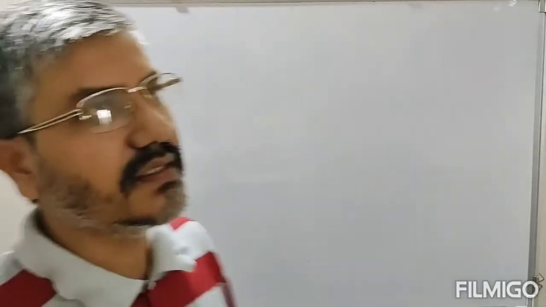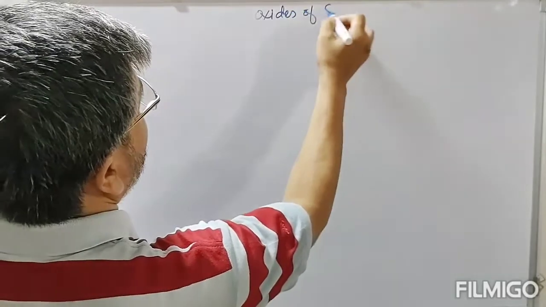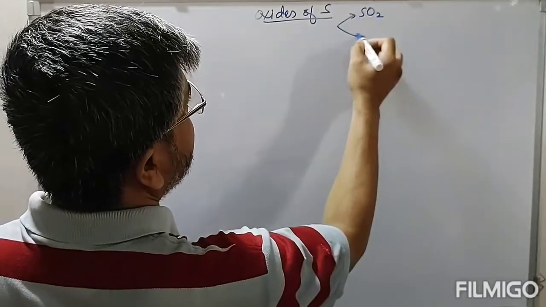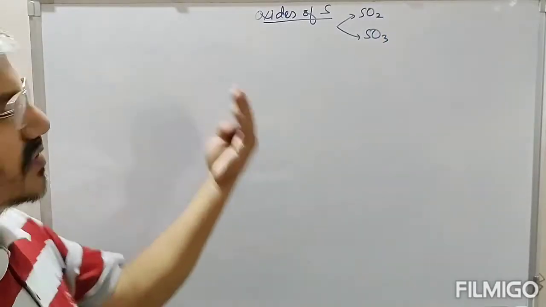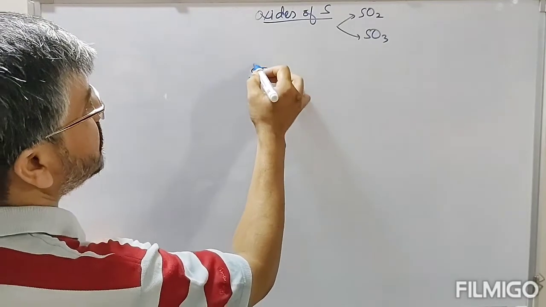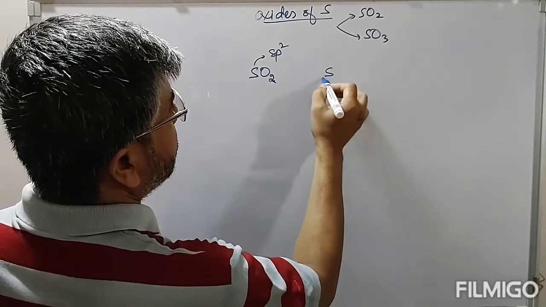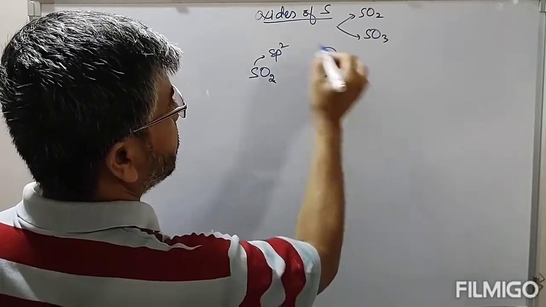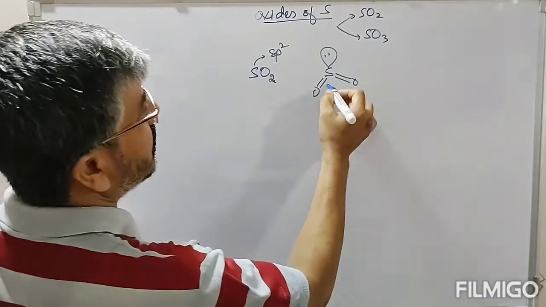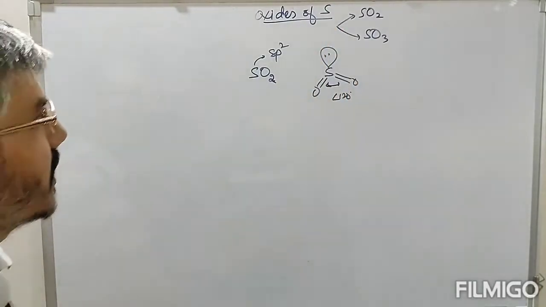Now coming to the next topic, that is oxides of sulfur. Sulfur has two oxides, that is sulfur dioxide and sulfur trioxide. So let's discuss some of the properties of sulfur dioxide and trioxide. In sulfur dioxide, the central atom sulfur undergoes sp2 hybridization, and the structure is sulfur with oxygen and a lone pair. So this is sp2 with a lone pair. Because of this, the bond angle is less than 120, which was supposed to be 120, but it is less than 120 because of lone pair bond pair repulsion.